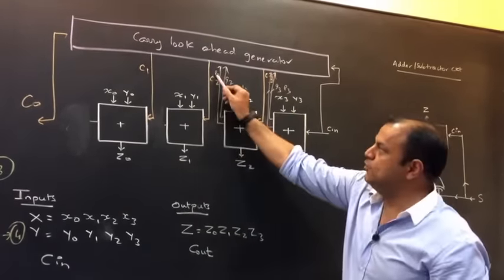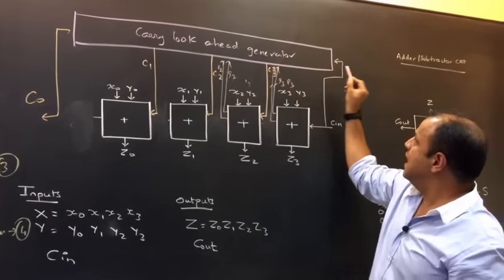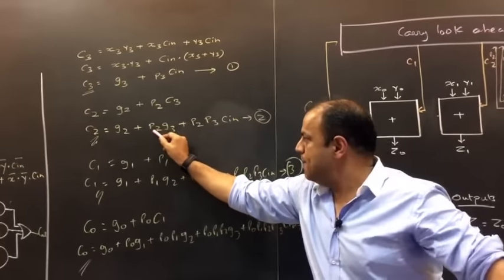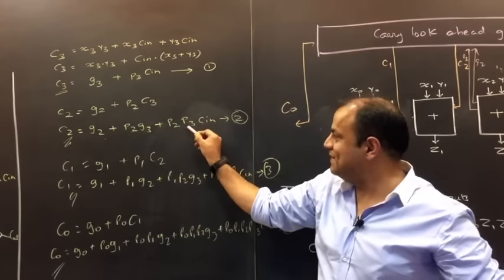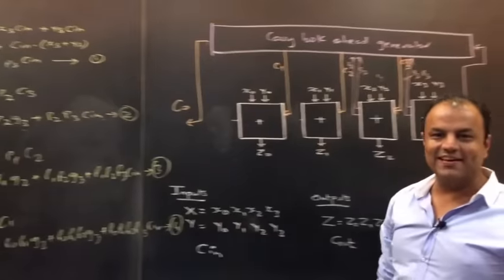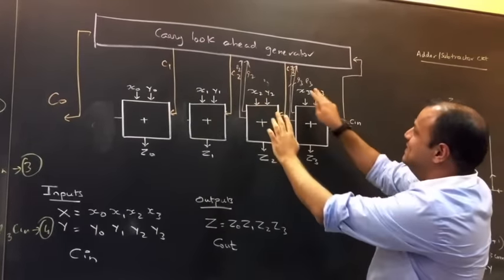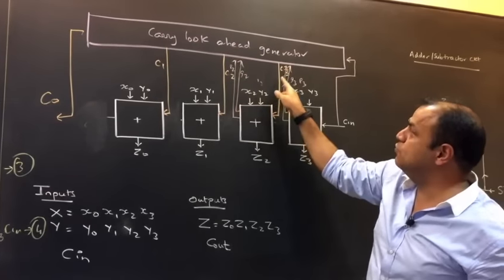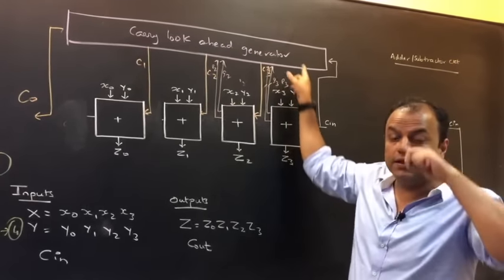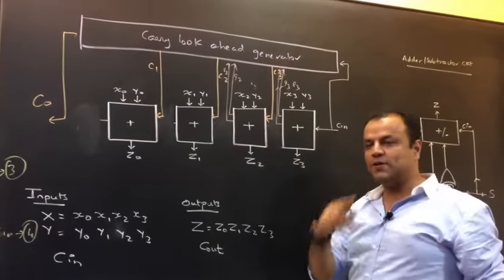Now using P2, G2, P3, G3 and C in. Using G2, P2, G3, P3 and C in, this circuit can produce C2 without actually producing C3. I can directly produce C2, which means C2 and C3 both will be produced in one cycle.